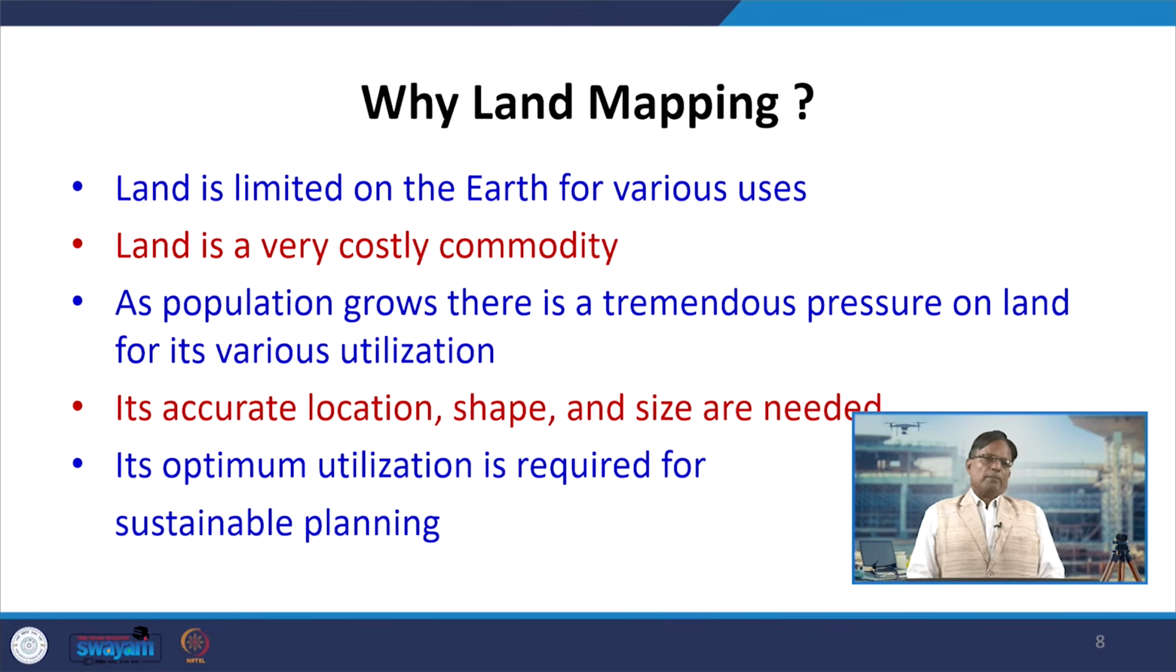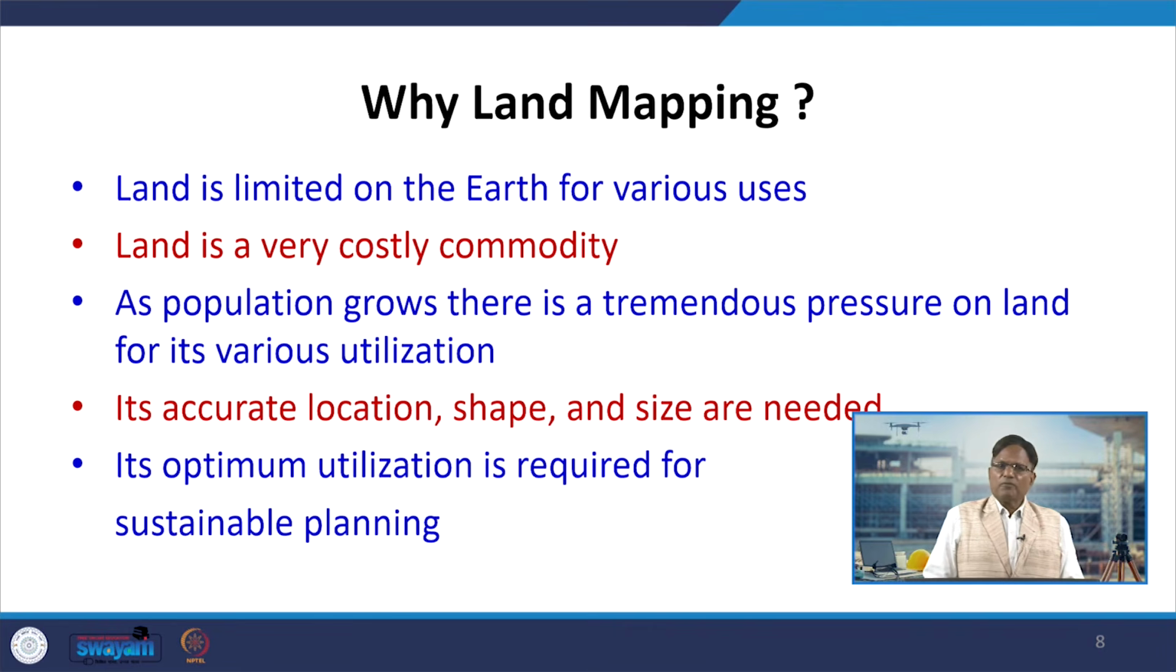Why do we carry out land mapping? Why is it so important? We know that population is growing and resources are limited. Land is limited on the earth for different uses to sustain the population and to meet the demand of the population.